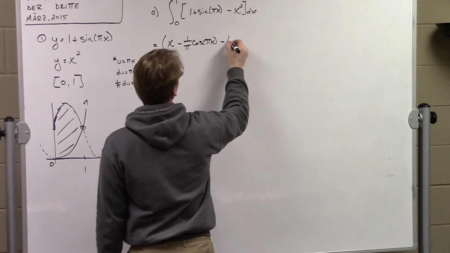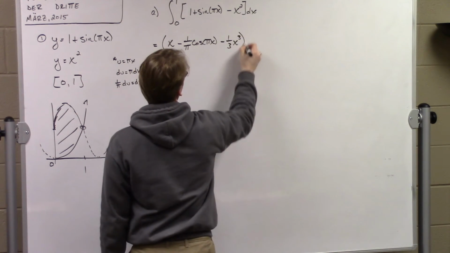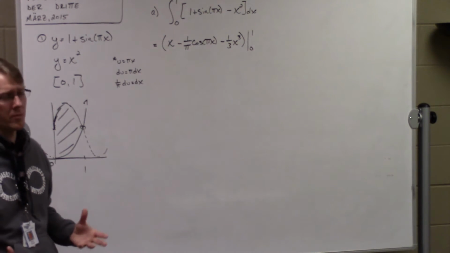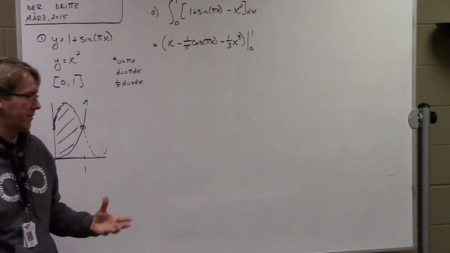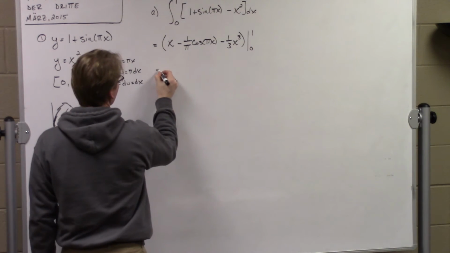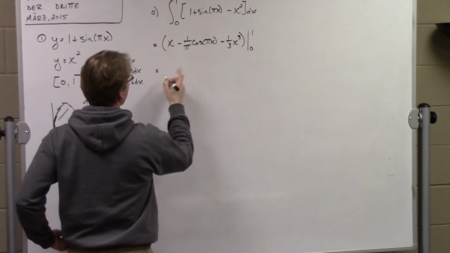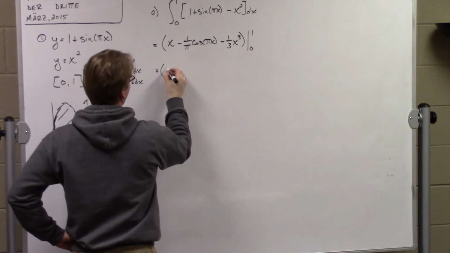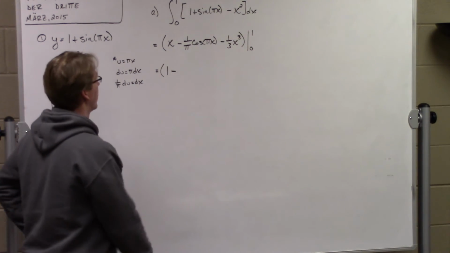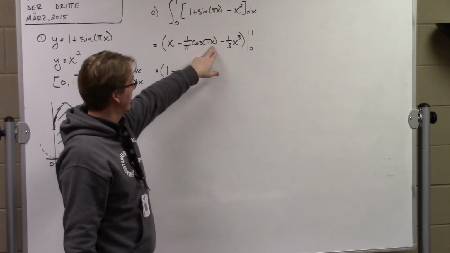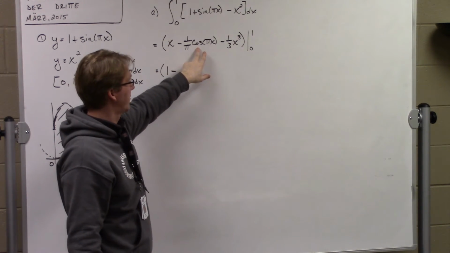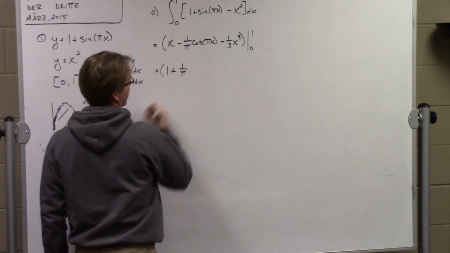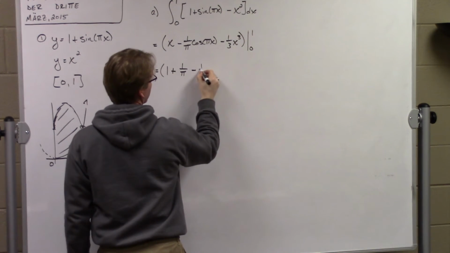And then minus 1/3 x cubed from 0 to 1. Again, 0 and 1, 2 of the greatest numbers to plug into any function. Who doesn't love that? By the way, 0 does not give you 0 in this example. If we stick in 1, we're going to get 1 minus, all right, here we go, pi times 1 is pi. The cosine of pi is negative 1, so this ends up being plus 1 over pi. Stick in 1, you get minus 1/3.